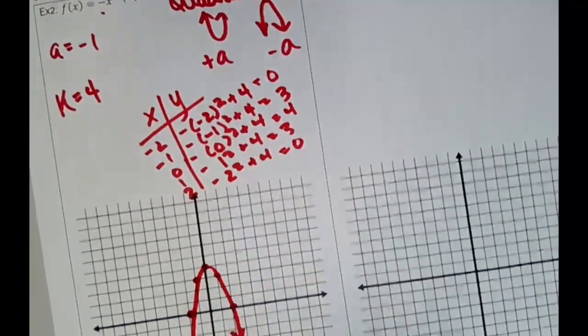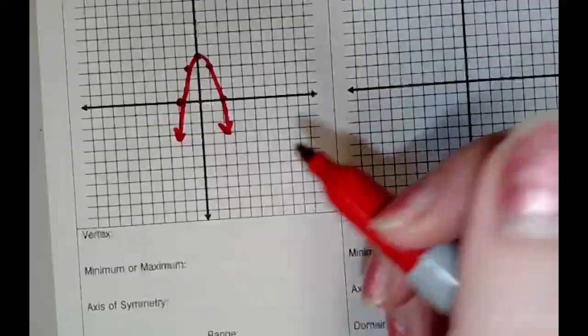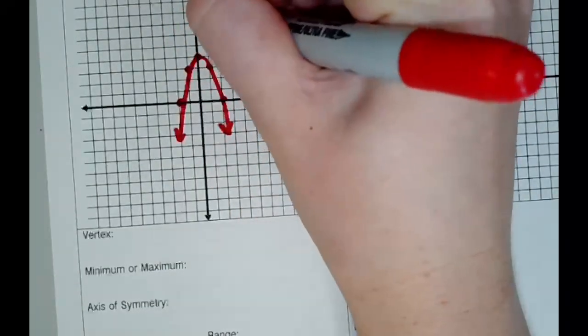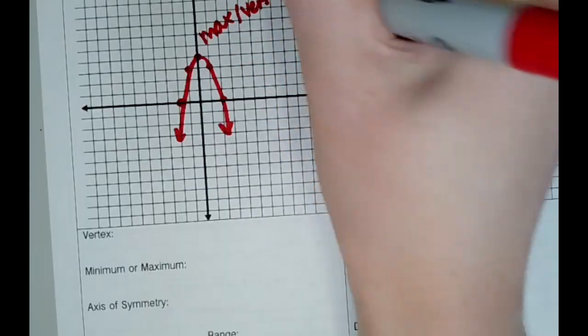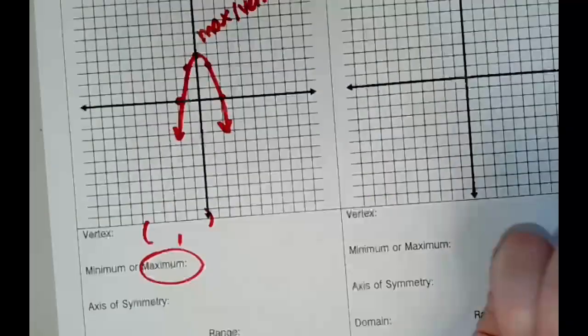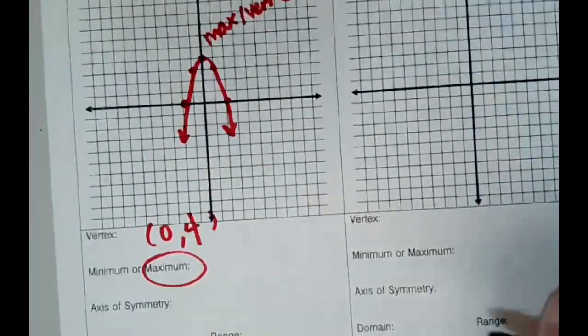Now, this is a parabola where the vertex is right here. That's my maximum. Your maximum is the vertex. Okay, so maximum. And your vertex is a coordinate. So let's write the coordinate for that. It's located at 0, 4.